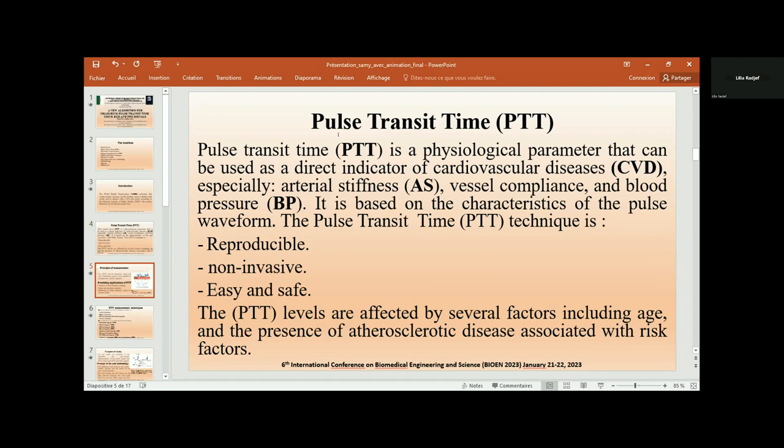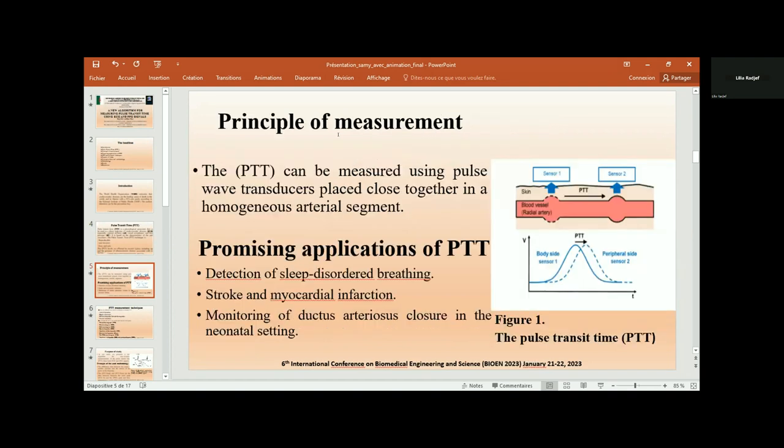Principle of measurement. PTT refers to the time taken for the pulse wave to travel from a proximal to a distal point on the arterial tree. It's based on the Moens-Korteweg and Bramwell-Hill equations and is inversely related to the pulse wave velocity, which is calculated as the pulse wave travel distance divided by time. The PTT can be measured using pulse wave transducers placed across homogeneous arterial segments. Figure 1 shows the pulse transit time PTT.